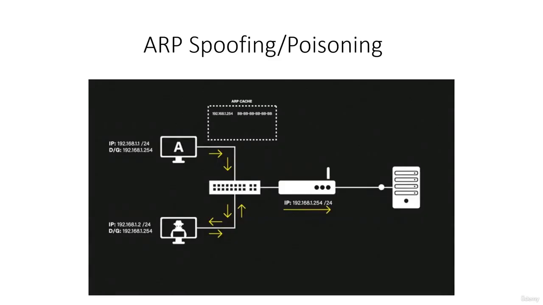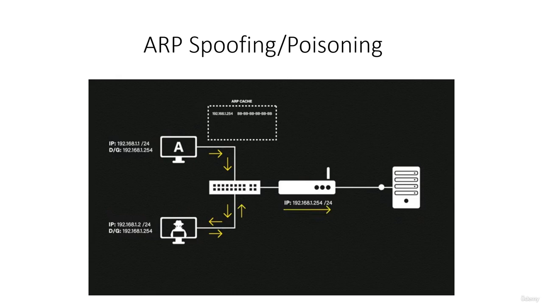So let's talk about ARP spoofing, or ARP poisoning. ARP spoofing is a technique where the attacker sends malicious ARP packets to the default gateway and to the host who is communicating with the default gateway in the local area network.